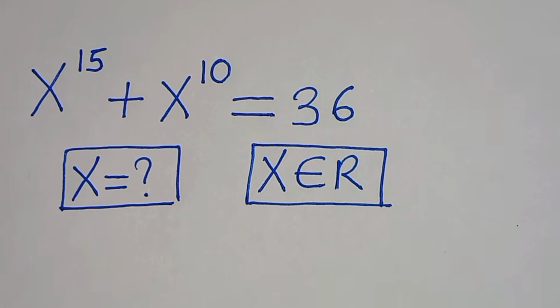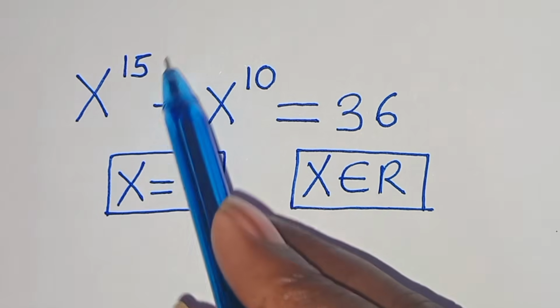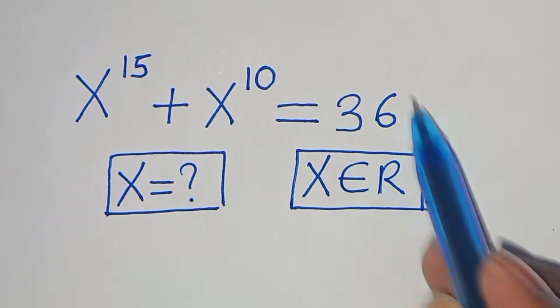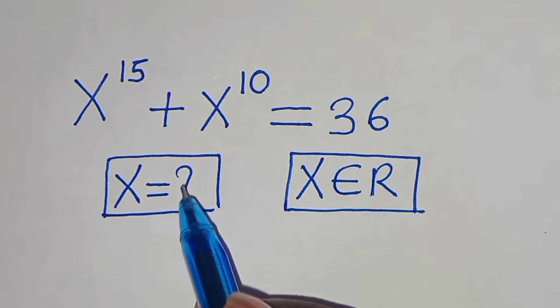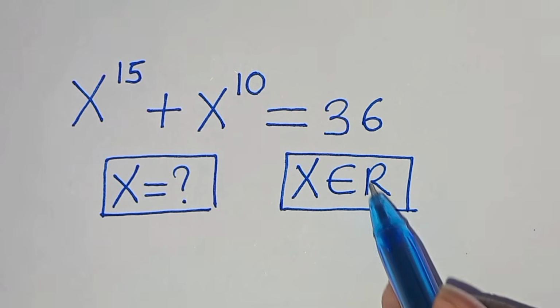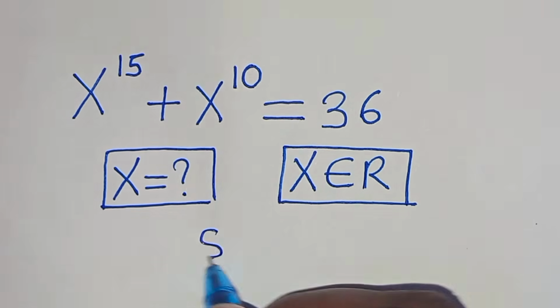Everyone, you are welcome to solve this nice algebra problem, which is x to the power of 15 plus x to the power of 10 equal to 36. So what are the values of x, given that x is a member of real numbers? So let's present a solution from here.